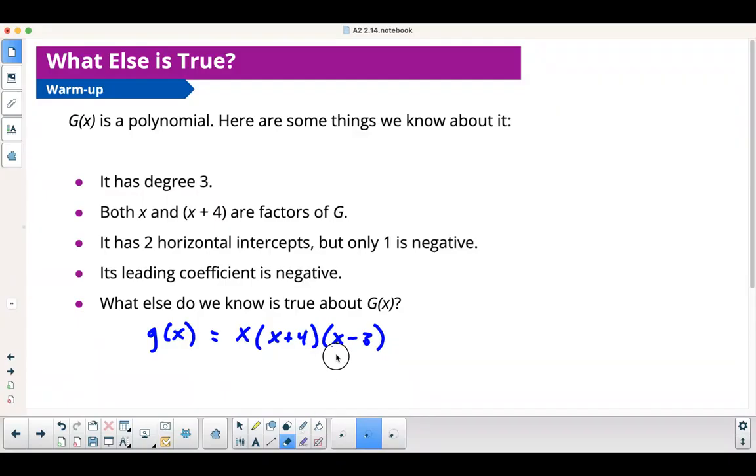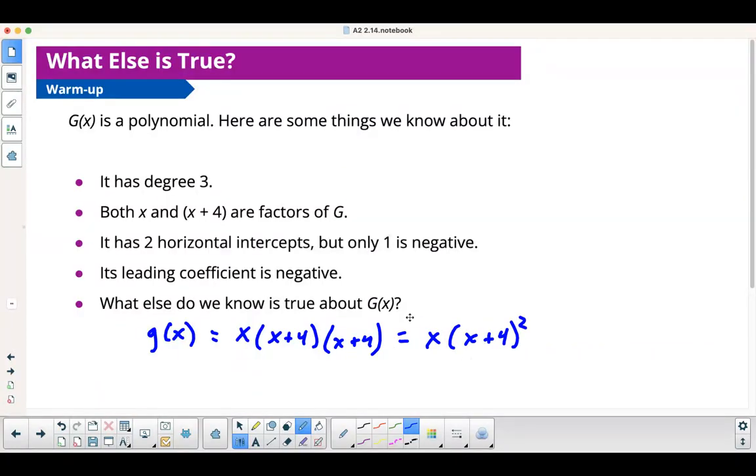So what I can do is put x plus 4 here as another factor, which would now make this x times x plus 4 squared. So it has 2 horizontal intercepts, but only one is negative. This would still be x equals 0, and this one would be negative 4. There's my negative, and there's my other one that's not negative.